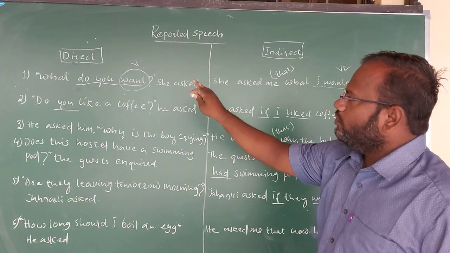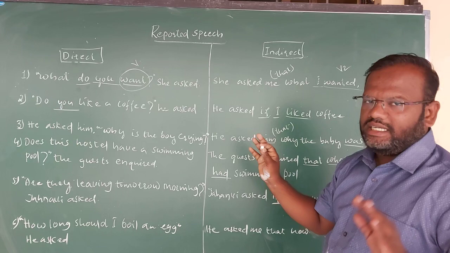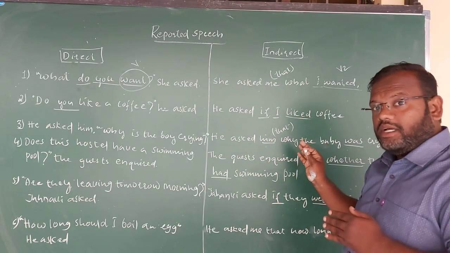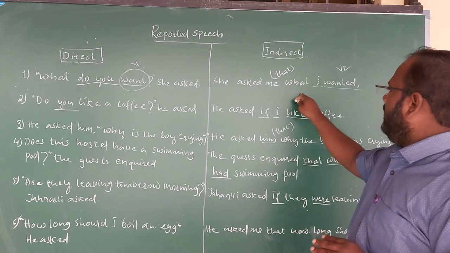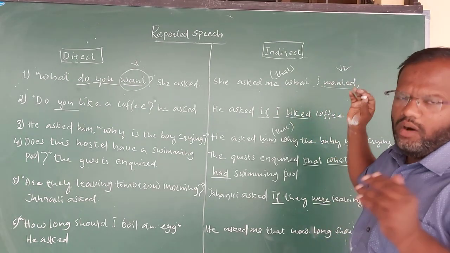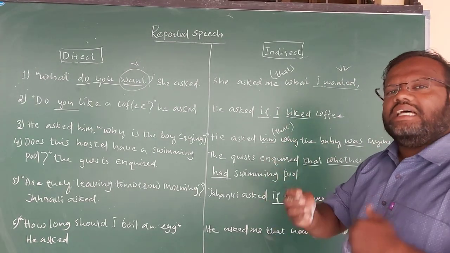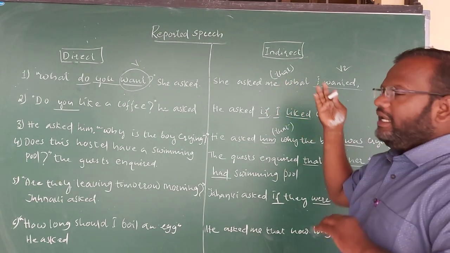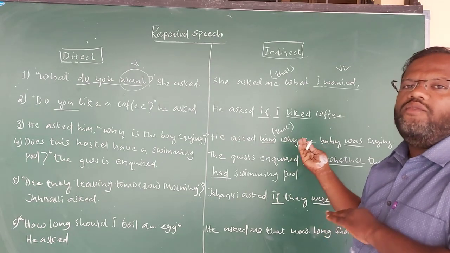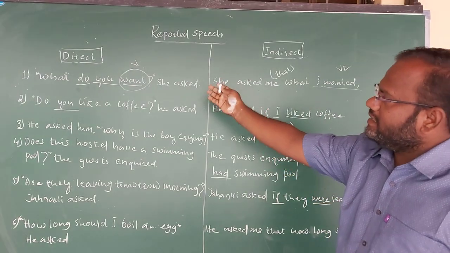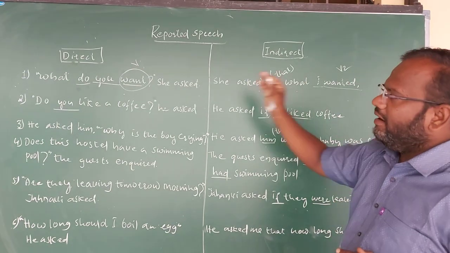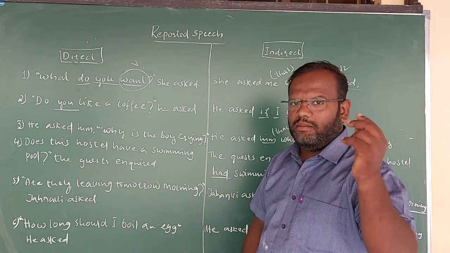See, what do you want? She asked. It is in the direct speech. In indirect speech, it will become she asked me what I wanted. Or you can take that as a conjunction also, you can take out. She asked me that what I wanted, right? It is in the interrogative. We have changed it into assertive form. Let's focus towards the example number 2.